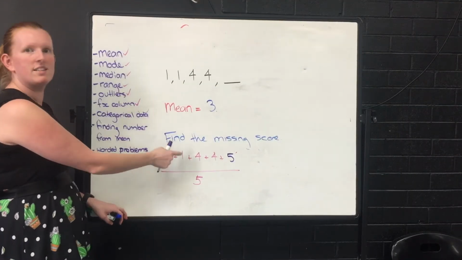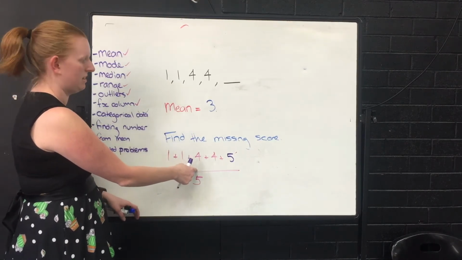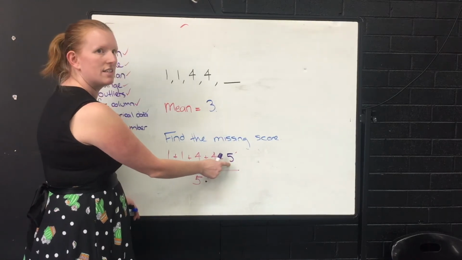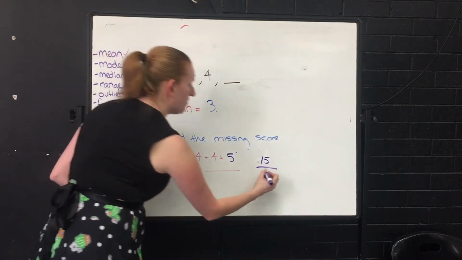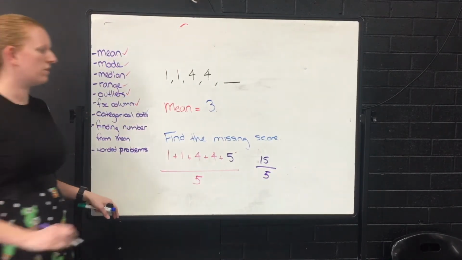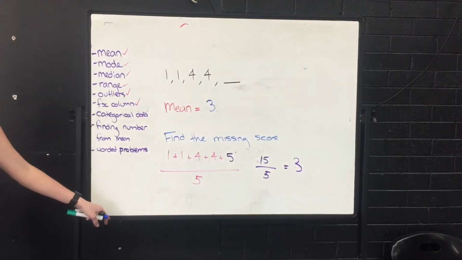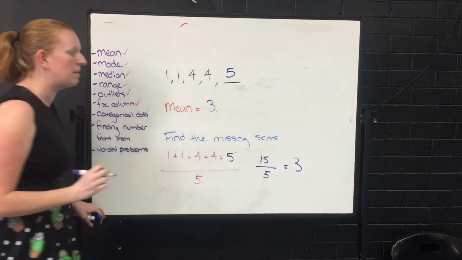1 plus 1 is 2. 2 plus 4 is 6. 6 plus 4 is 10. 10 plus 5 is 15. 15 divided by 5. How many 5s go into 15? 3. So, is that our missing score? Yes, it is. 5 is our missing score.